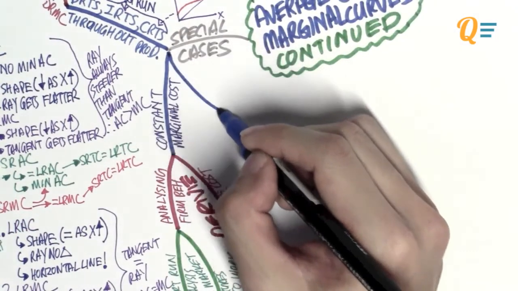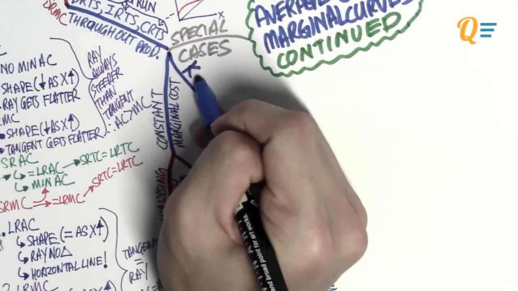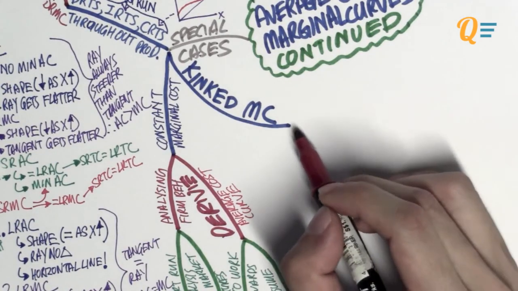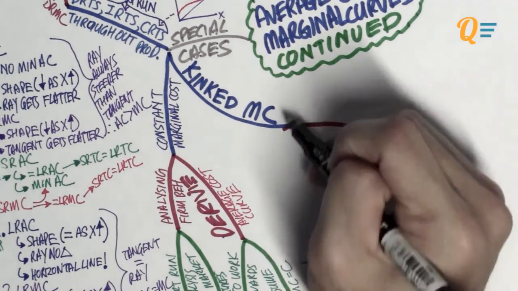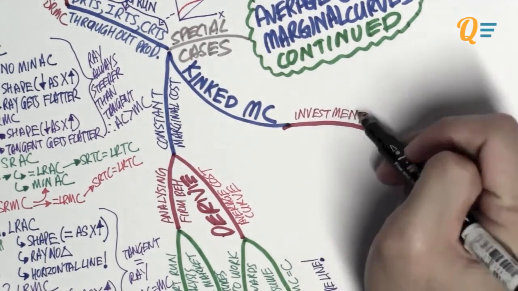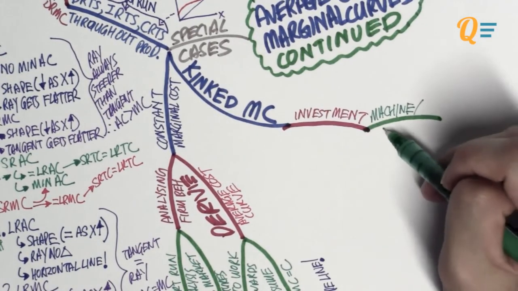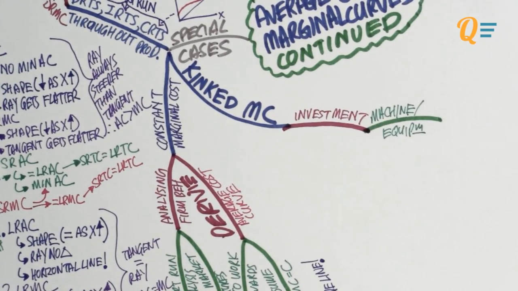So that sums up the second special case. Let's talk about the third special case, which is the case of a kinked marginal cost curve. A case where the marginal cost curve can be kinked is, firstly, there's been some investment made on the firm's part. An example of this investment might be investment in machinery or equipment that can actually increase the production levels.